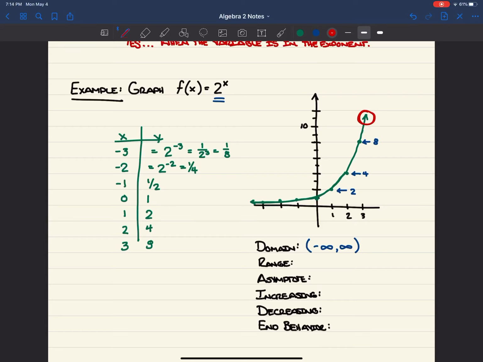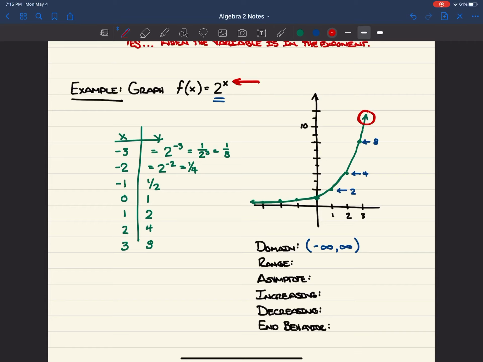As we go to the left, we notice that our y values get smaller and smaller. The question is, will they ever become negative? To answer that question, we're going to go back up here to our equation. We're going to say, can we ever plug in a value for x, meaning can we ever take 2 to a power that's going to give us a negative value?